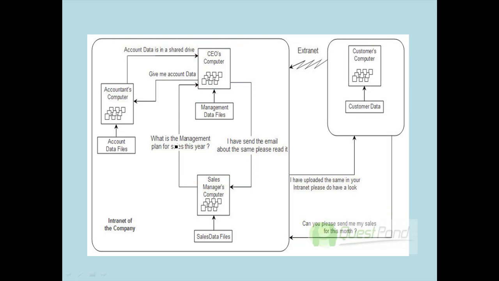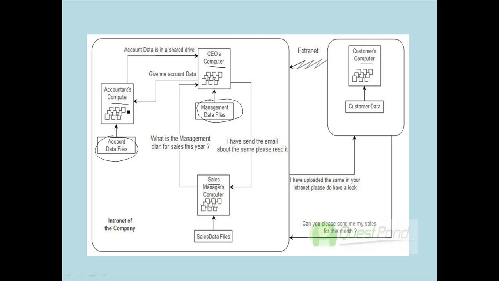Now when we talk about an organization or a company, we have people like the CEO, accountant, sales manager, or probably customers, and they have their own data. For instance, the CEO must be having his management data files stored in Excel, Word, PowerPoint. The accountant must be having balance sheets, trial balances, data entries, and daily transactions stored in Excel files, etc.